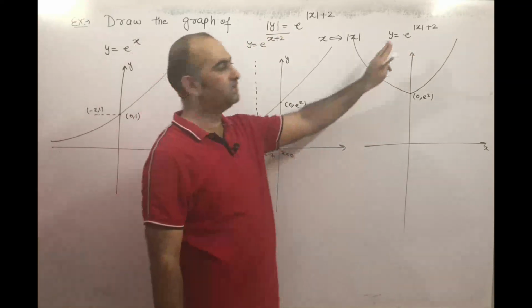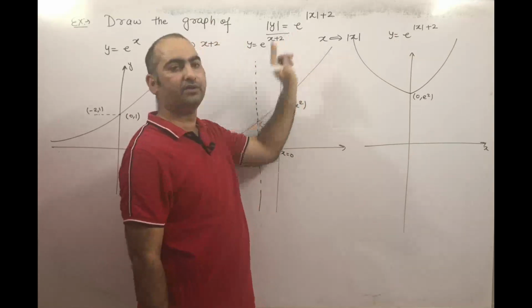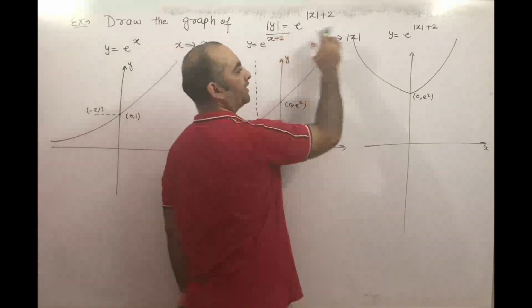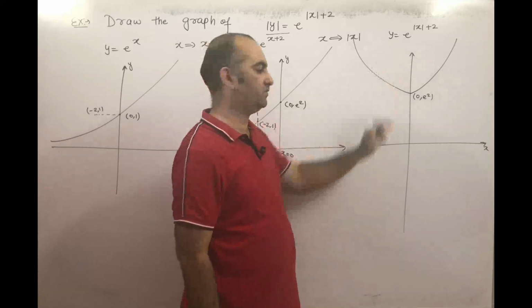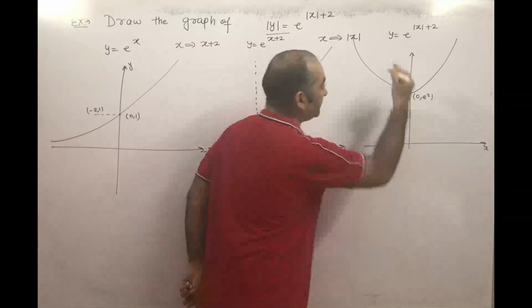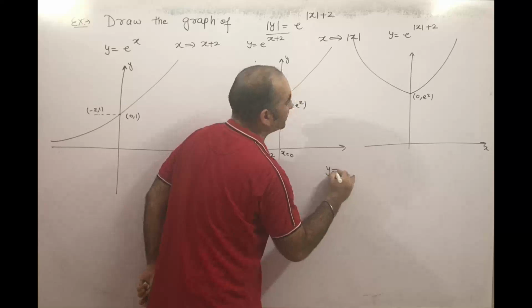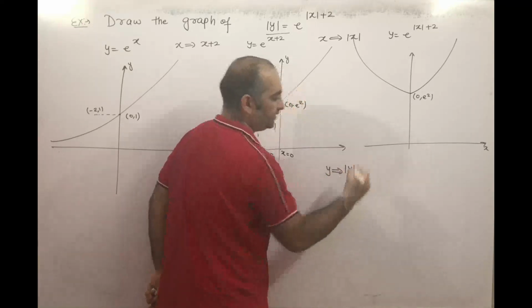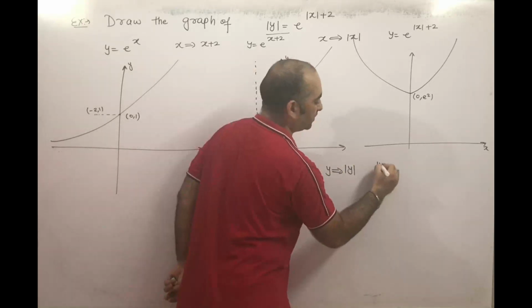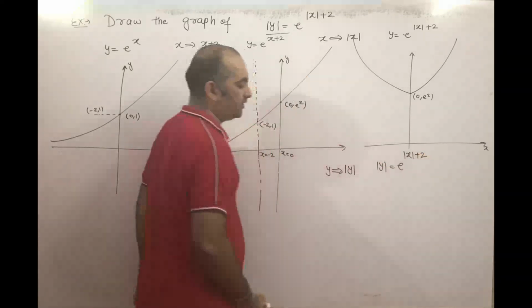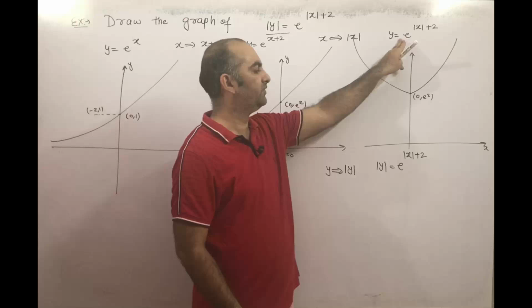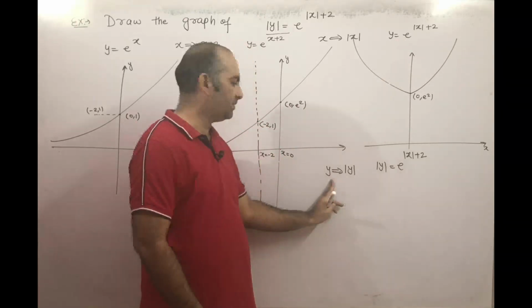But we want this function graph. So here this one and this one. So from here to here, how to get? Here it is modulus y and here it is y. So in this function, what you will replace? y with modulus y. So here y is replaced with modulus of y. Then we will get modulus y equals e power modulus of x plus 2. Okay. So from this function to this function, how to get? y replaced with modulus y.